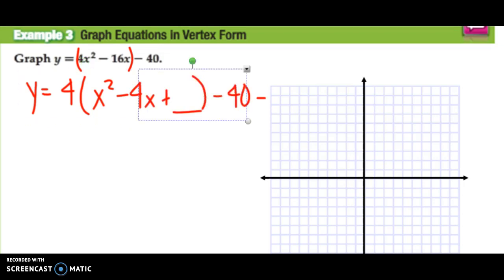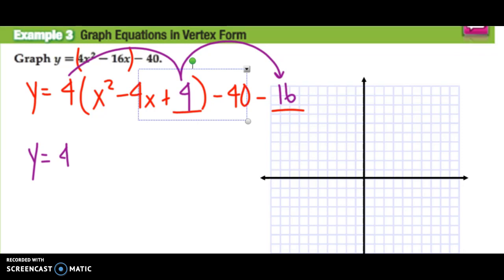40 minus blank. Alright, so what's half of -4? Half of -4 is -2. -2 squared is 4. And then we take 4 times 4, so that's going to be 16 right here. So this is going to be y equals 4 times the quantity x minus 2, squared, minus 56.